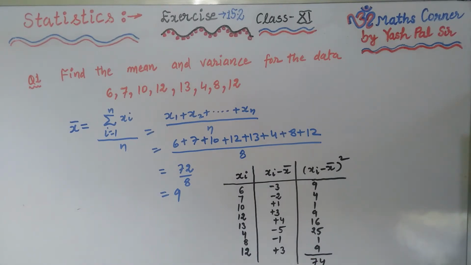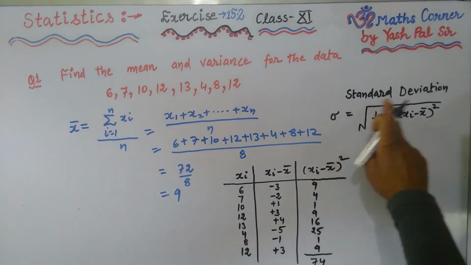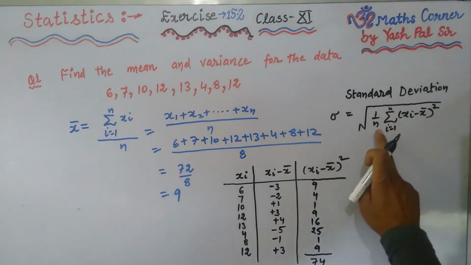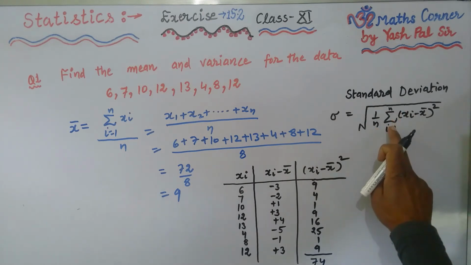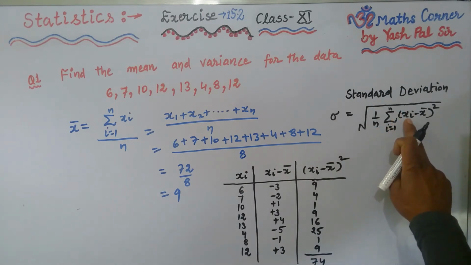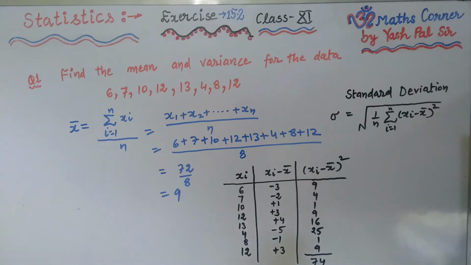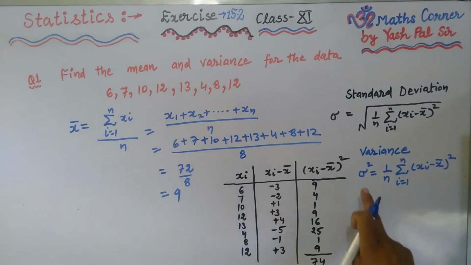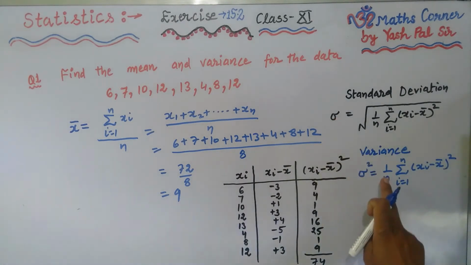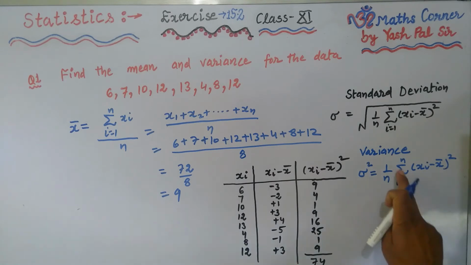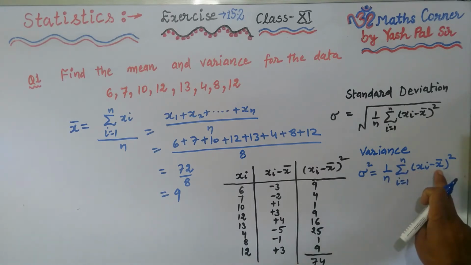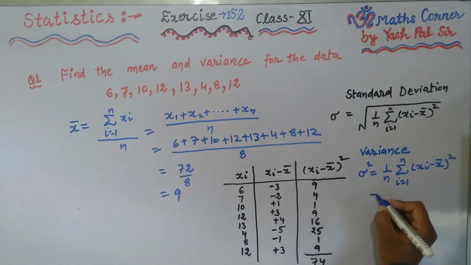Now what is the formula for standard deviation? Standard deviation sigma is equal to square root of 1 upon n summation of xi minus x bar whole square. But what is the question? Find the variance. Variance means square of standard deviation. Variance sigma square is equal to 1 upon n summation i equal to 1 to n of xi minus x bar whole square.